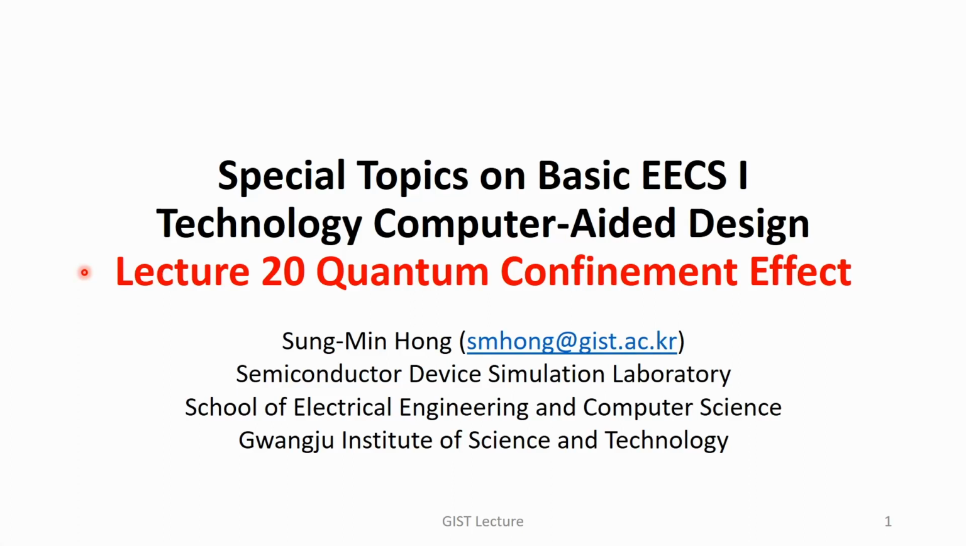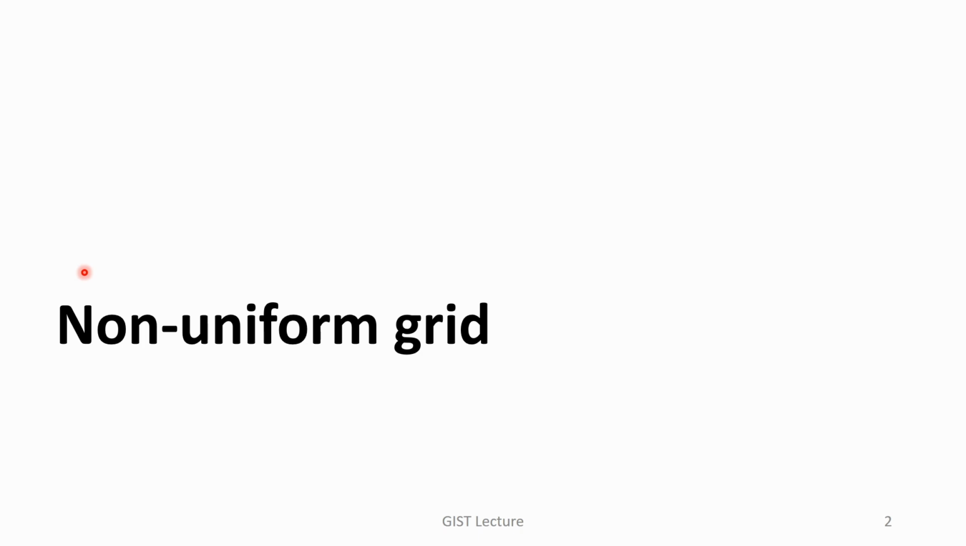Hi everyone. Today, the quantum confinement effect in the MOS system is briefly discussed. Before starting the main discussion, let me explain a way to use a non-uniform grid.